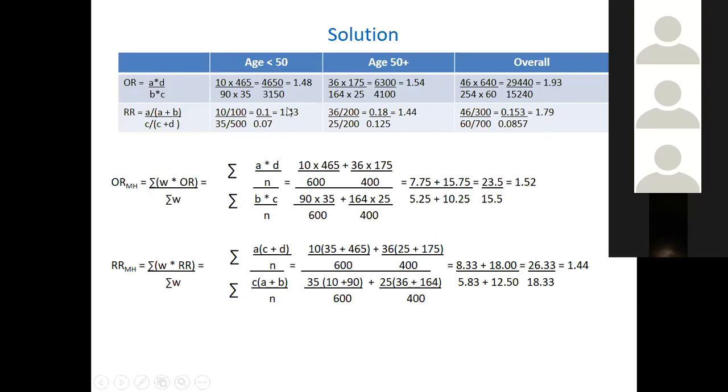Now, if you split the data into two, you can now see, look at the values. Are they the same? The crude odds ratio is 1.93. When you do it separately for each stratum, none of them is even up to 1.93. One is 1.48, one is 1.54. It shows that something is either an effect modifier or a confounder.